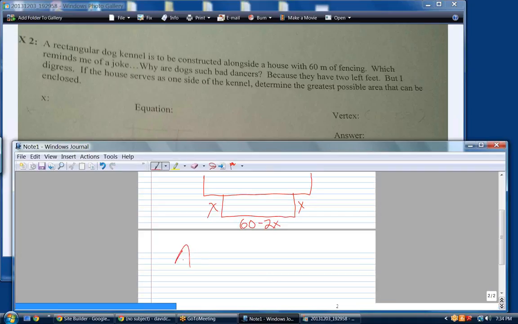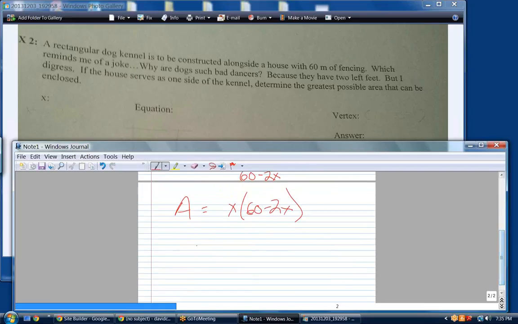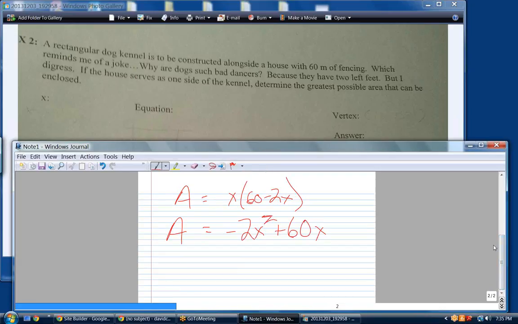So what is the area? Area equals X times 60 minus 2X, which is a quadratic. So the equation for the area is minus 2x squared plus 60x. And what's the vertex of this?